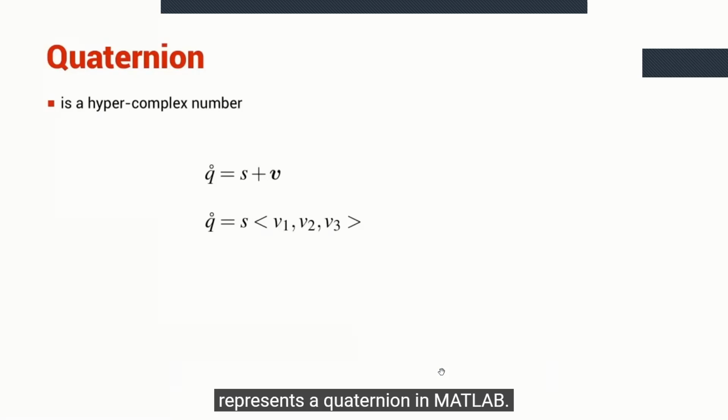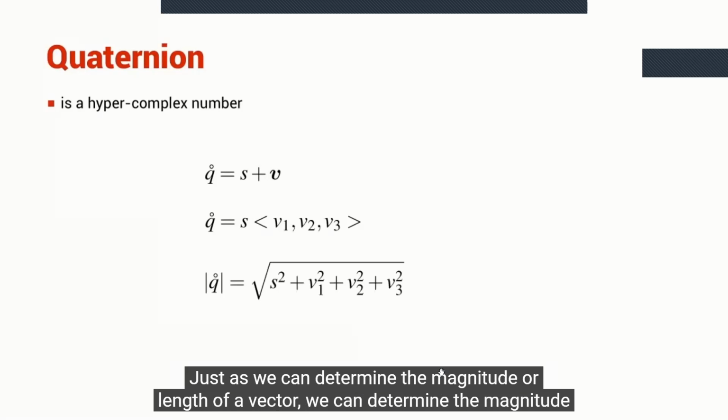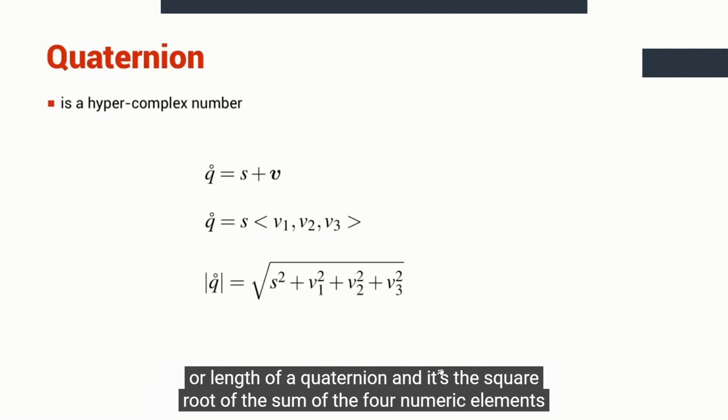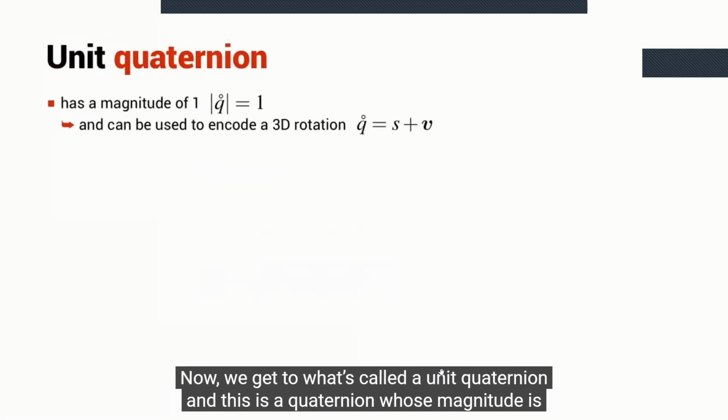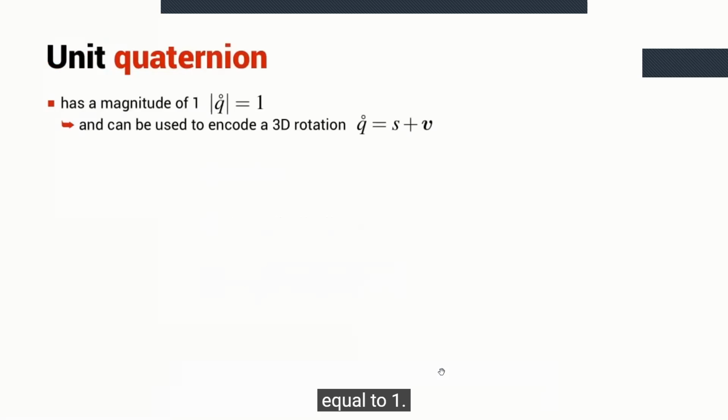Just as we can determine the magnitude or length of a vector, we can determine the magnitude or length of a quaternion, and it's the square root of the sum of the squares of the 4 numeric elements of the quaternion, its real part and the 3 imaginary parts. Now we get to what's called a unit quaternion, and this is a quaternion whose magnitude is equal to 1.